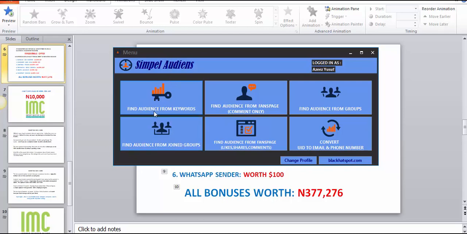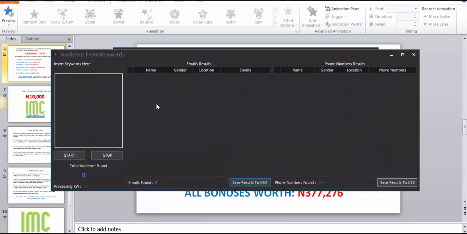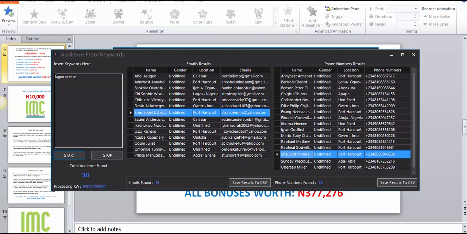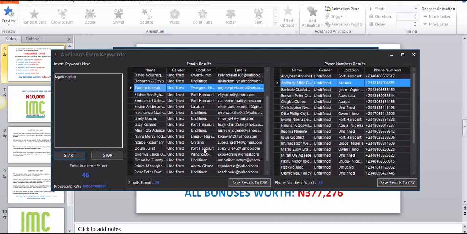You can watch YouTube on how to use the software. But let me practicalize something for you here. For instance, I want to find audience from keyword. I'll type Lagos market, for instance, and let's see what is going to come out. Okay, you can see the software has already started mining data.